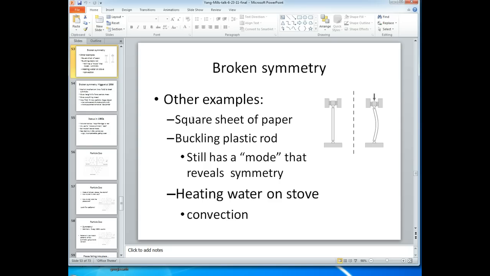Also, it breaks the rotational symmetry down. If you had an infinite sheet of paper, you could rotate it by any angle. The square sheet of paper we've seen, we can only rotate it like 90 or 180.